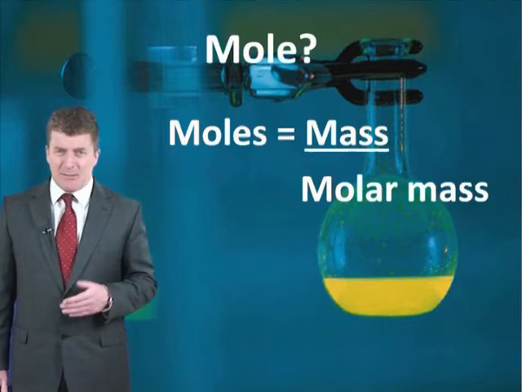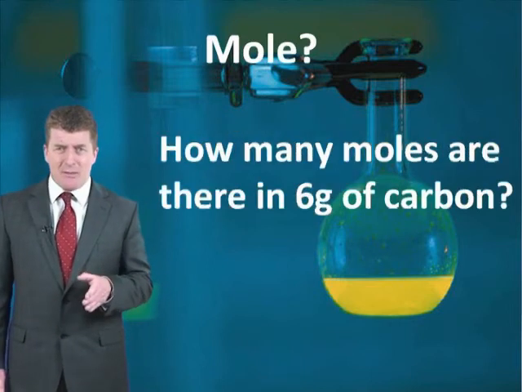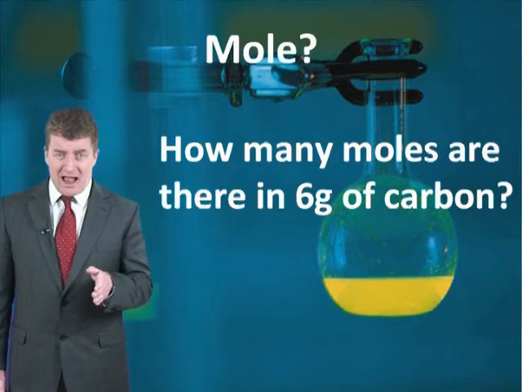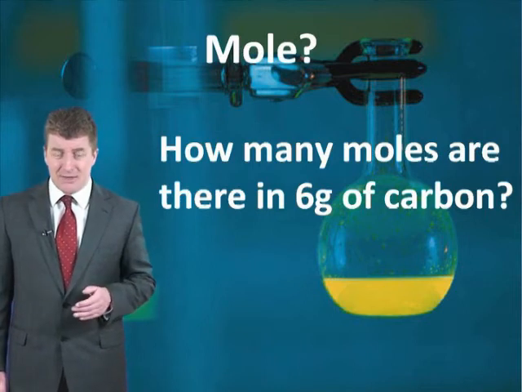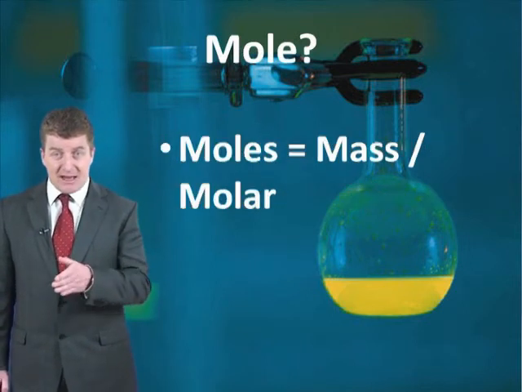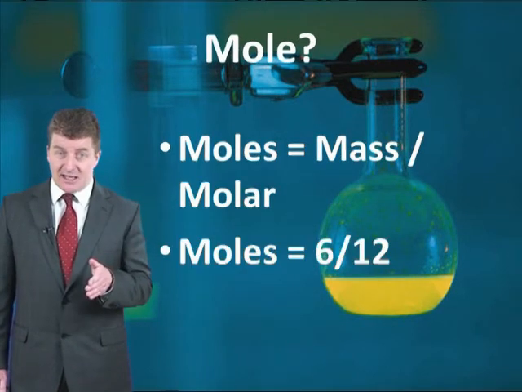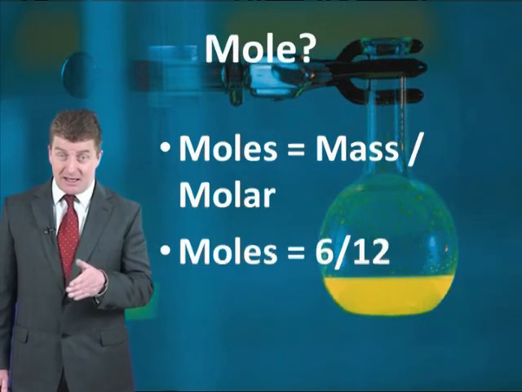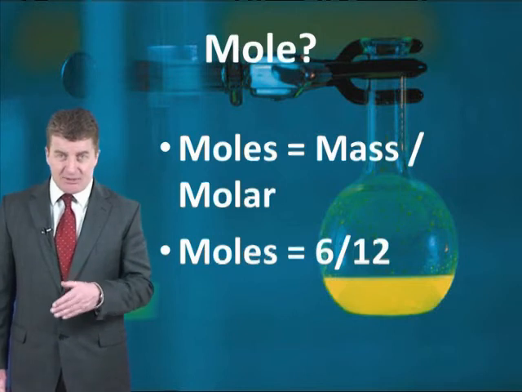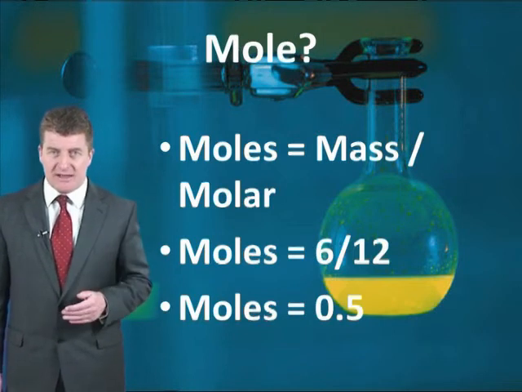Let's do an example. It's quite easy, actually. How many moles are there in 6 grams of carbon? Well, moles equals mass divided by molar mass. The mass is 6, but the molar mass is 12. That's the molecular mass of carbon. So it's 6 divided by 12. You've got half a mole of carbon.